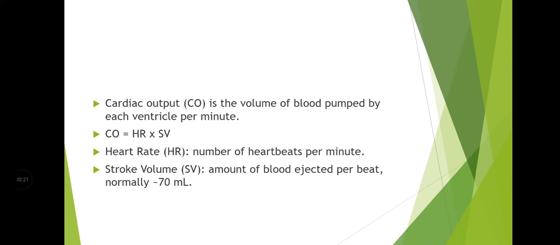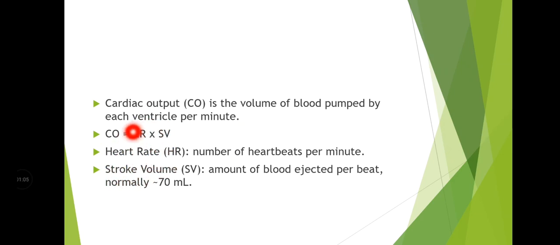What is cardiac output? Cardiac output is simply the volume of blood that is pumped by each ventricle per minute. It is given by the formula: cardiac output is heart rate times stroke volume, with heart rate being the number of beats per minute and stroke volume the amount of blood that is ejected per beat, which is normally roughly around 70 mL per beat. So cardiac output is simply a function of heart rate and stroke volume.